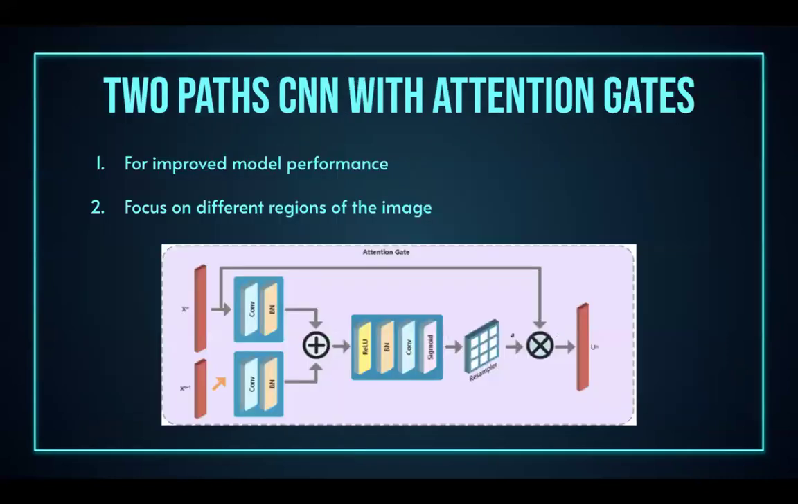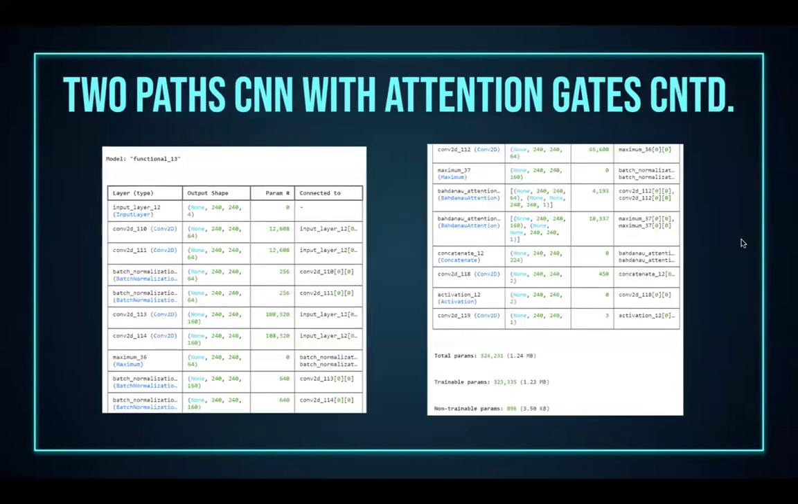The next step was adding the attention gates to the two-path CNN to improve the model's performance and focus on the most relevant regions in the image only. And this is the summary for this model. And as you can see here as well, most of our parameters are trainable. So this is more customized for our data. So we predict more improvement and higher performance metrics.